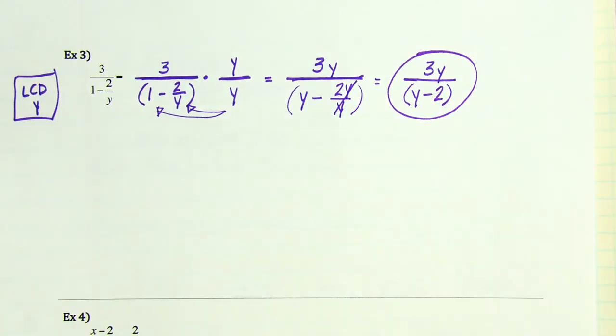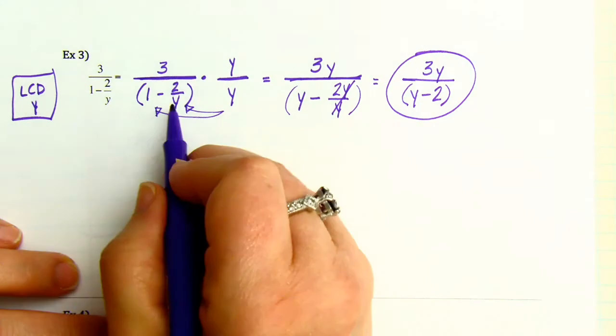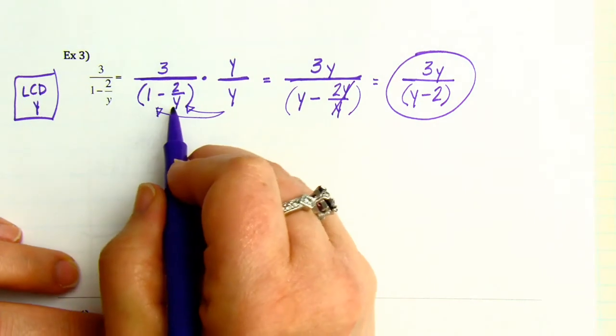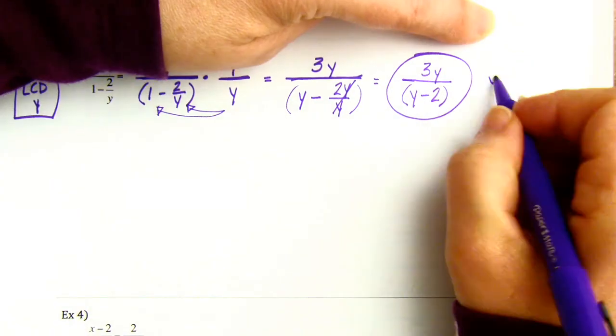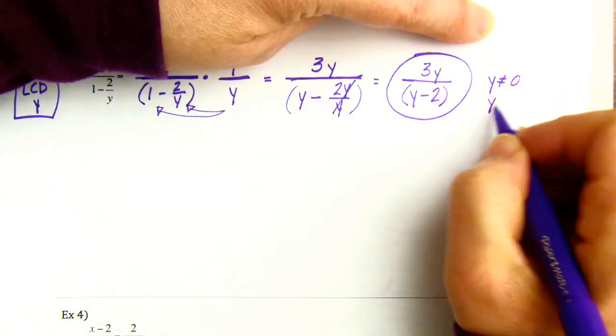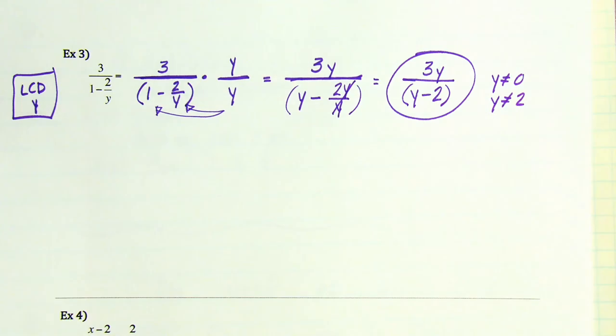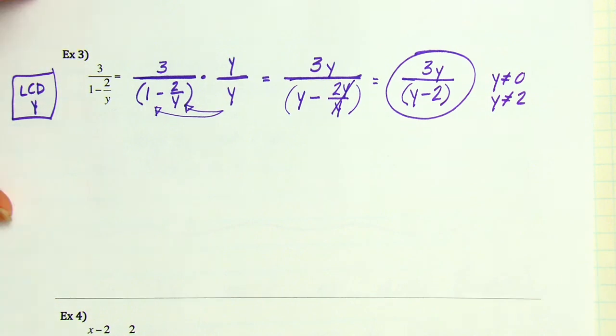Final answer. Let's see what we got here for restrictions. Well, here, y can't be 0. And here, y can't be 2. So, again, if you have questions, please ask.